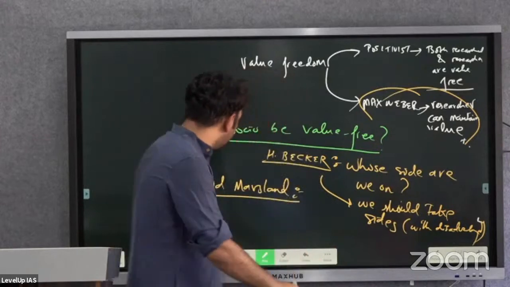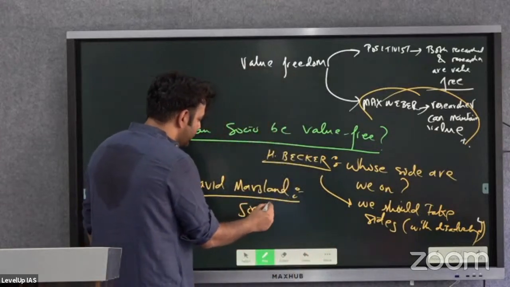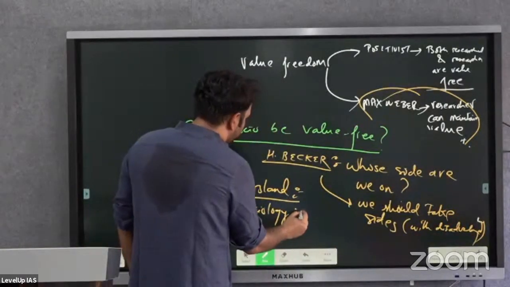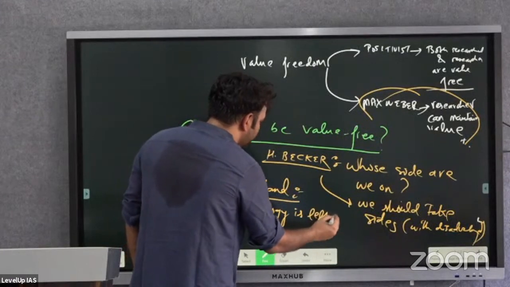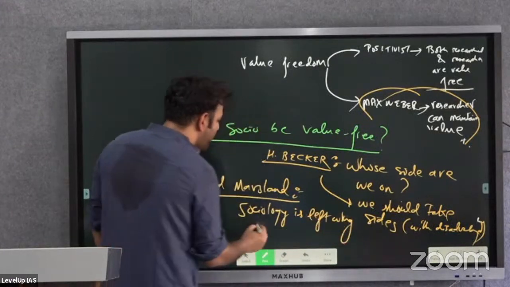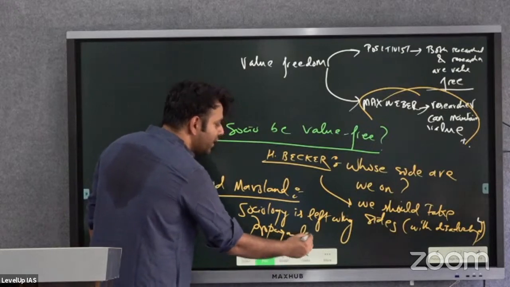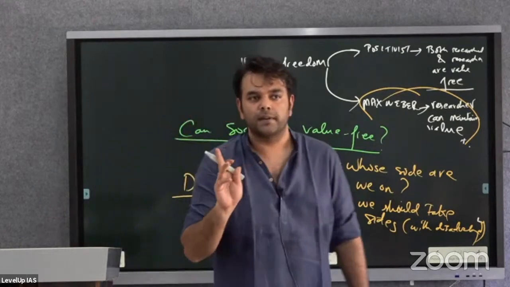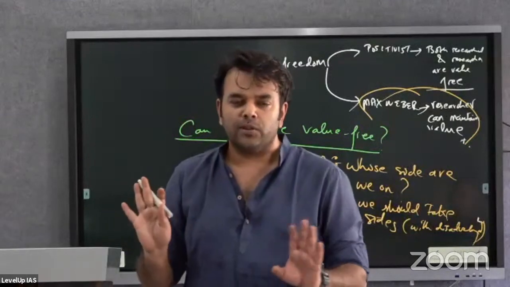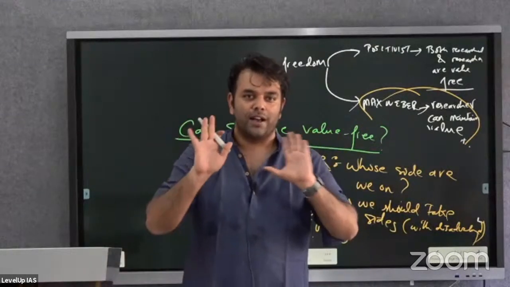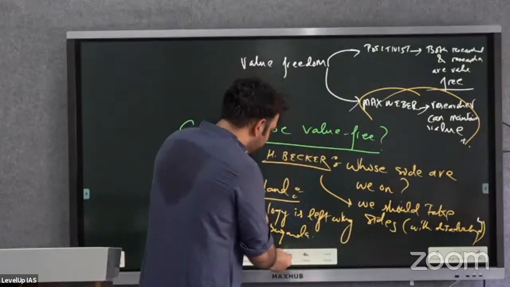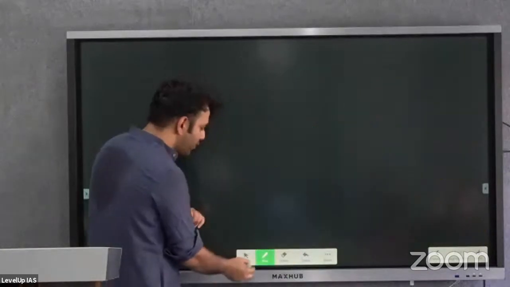So therefore he says sociology is a left-wing agenda and propaganda. Okay. Sociology is left-wing propaganda, which means it is not value-free. So these are the things that you should understand and revise and read, whatever sources you are following.